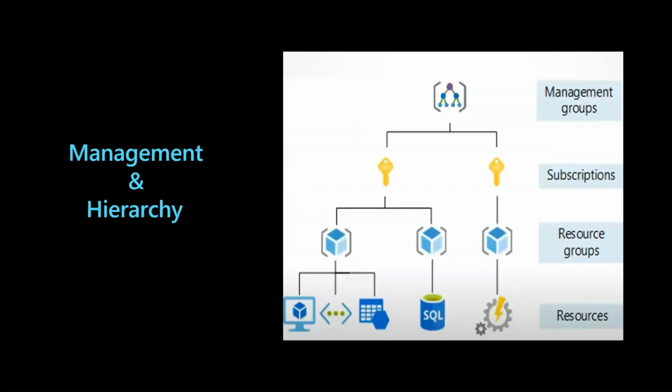This session is all about management and hierarchy in Azure. Azure provides four levels of management, that is, management groups, subscriptions, resource groups, and resources. So, how does this hierarchy work? Let's start with the bottom, resources. These are the services which we create or deploy, like virtual machines, virtual networks, storage, and so on.